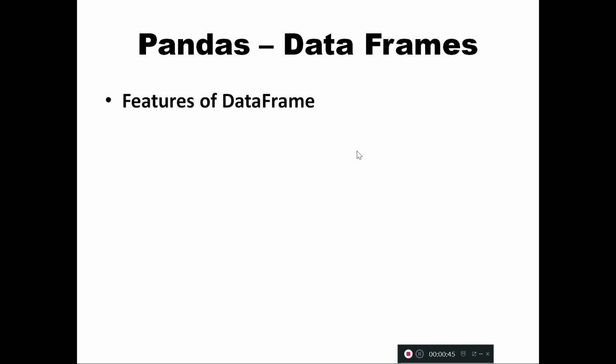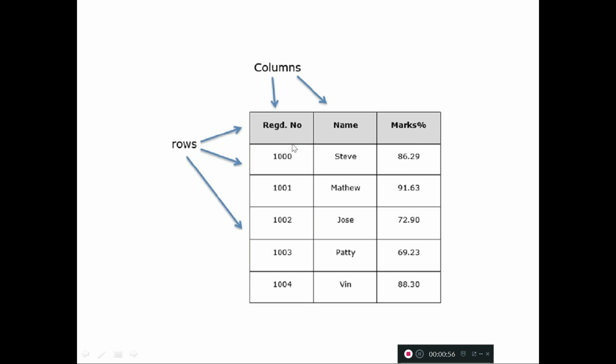Let us assume that we are creating a data frame with students' data. So this is our student data. We have a registration number, name, and marks as columns, and the rows are in this way. You can check it out on the figure. You can think of it as an SQL table or a spreadsheet data representation.